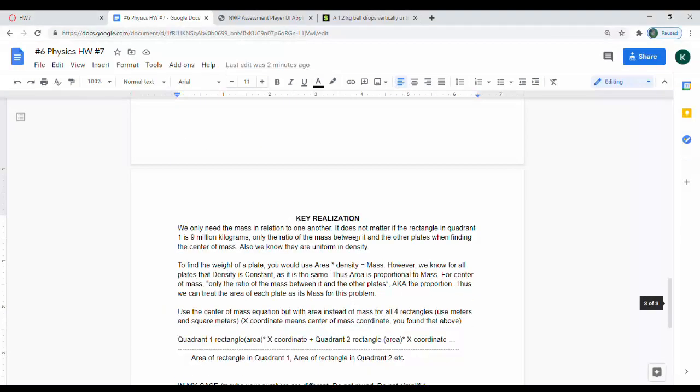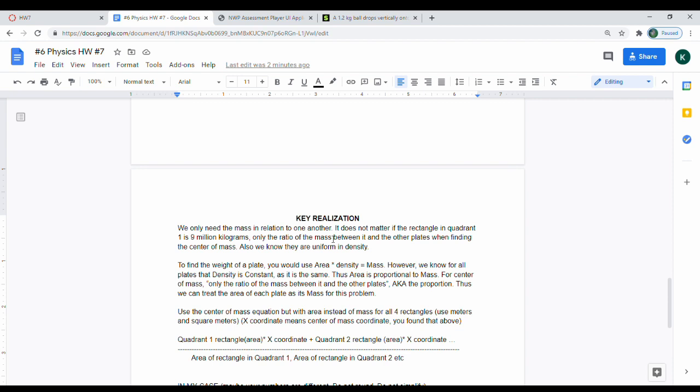Okay, so for y, you don't need the mass, and you can just use area as mass. For center of mass, it doesn't really matter the exact weight. Because like if I'm holding 2 kilograms on my right hand and 2 kilograms on my left hand, the center of mass is in the middle of me. If I hold 1,000,000 kilograms on my left hand and 1,000,000 kilograms on my right hand, the center of mass is still in the middle. So it does not matter the numbers, it only matters the ratio.